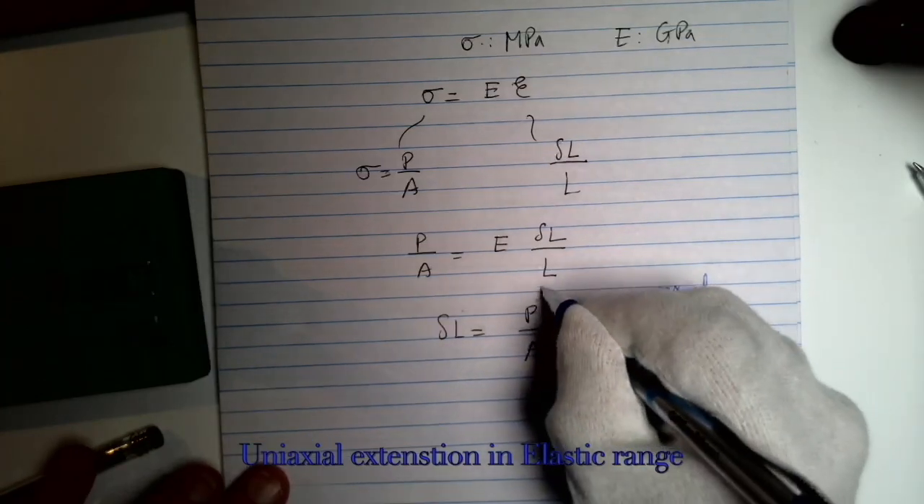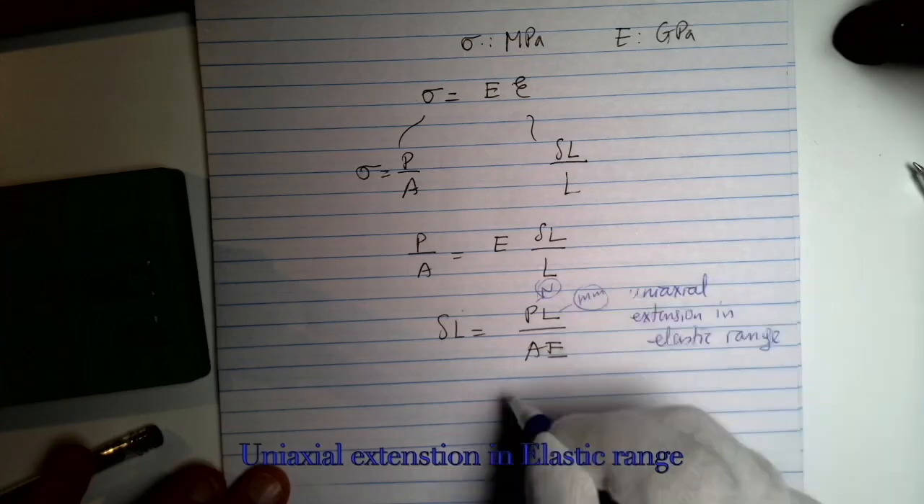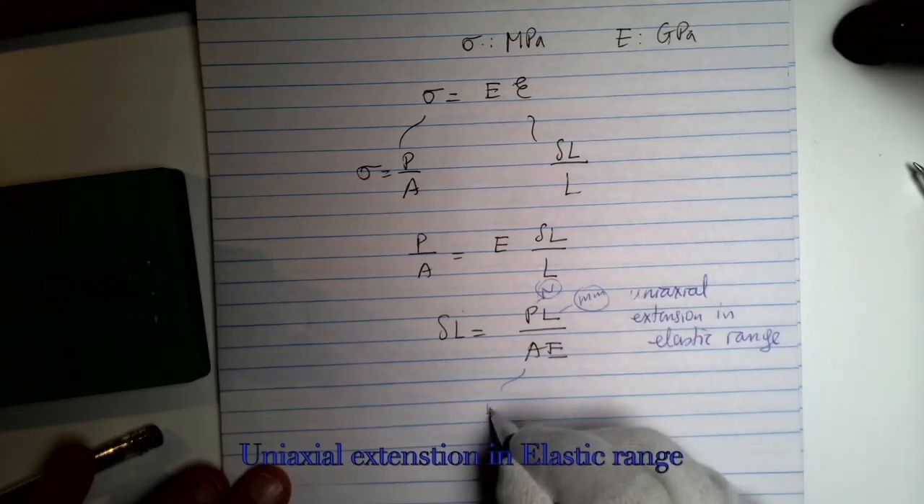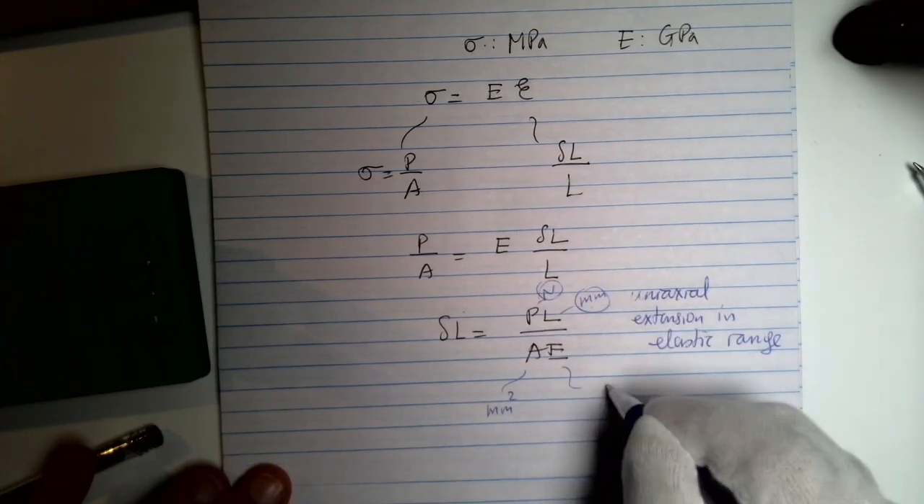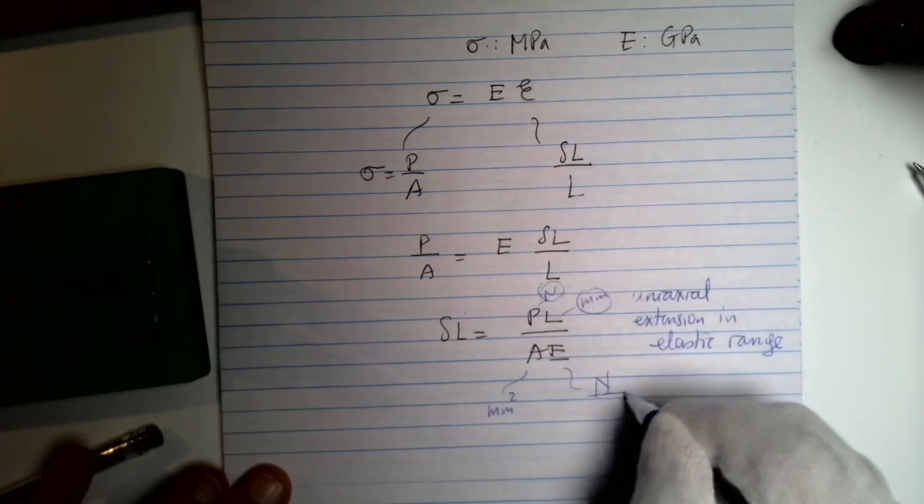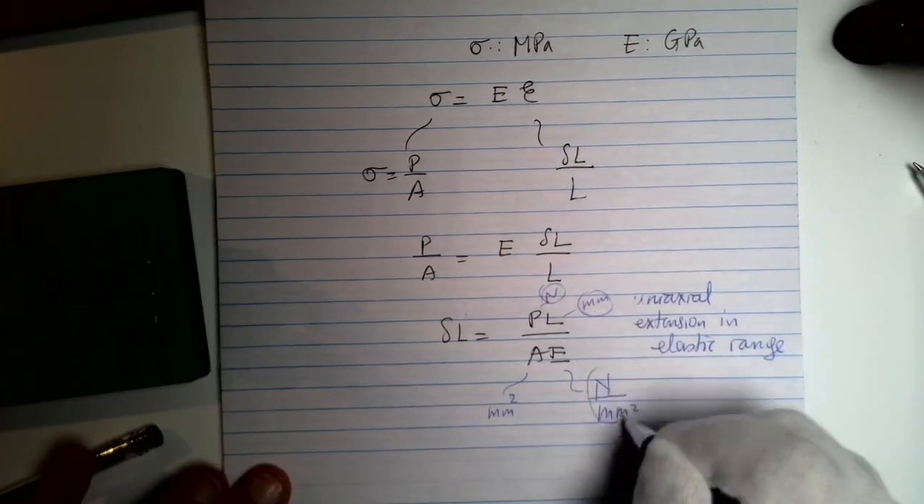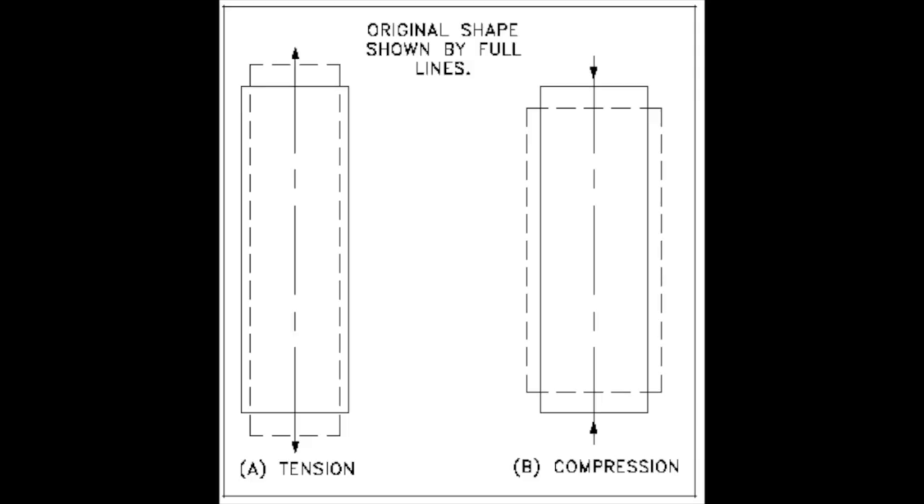Force is in newtons, length is in millimeters, and area is in millimeters squared. Young's modulus you have to write in newtons per millimeter squared or megapascals.